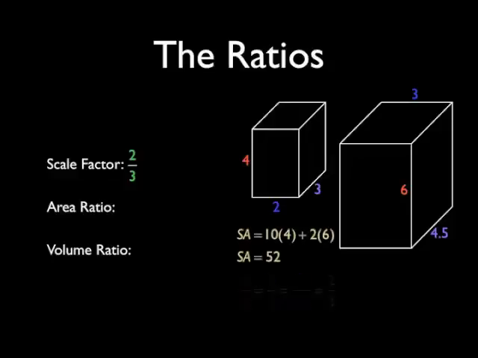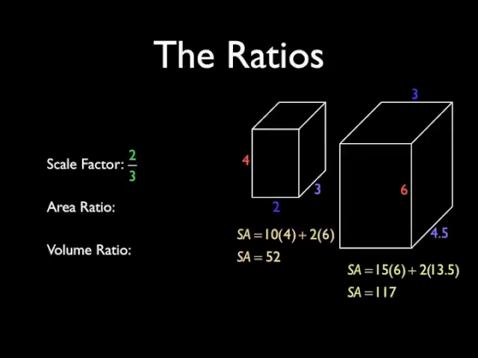With the first one, the surface area is the perimeter of the base times the height plus 2 times the area of the base. And that gives us 52 square units. The next one, very similar. The surface area is going to be perimeter of the base, and the height of the prism is 6. The area of the base times the 2, because there are 2 bases. Add those together, you get 117.